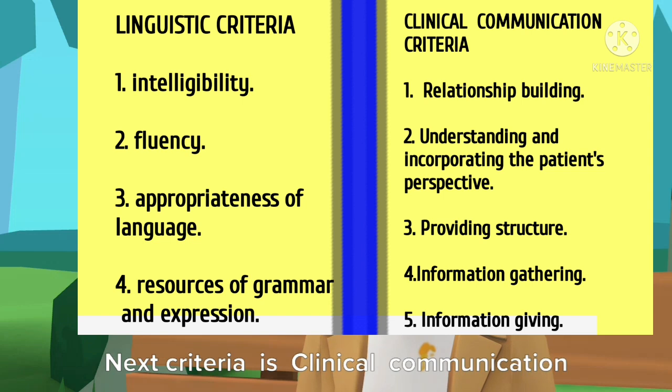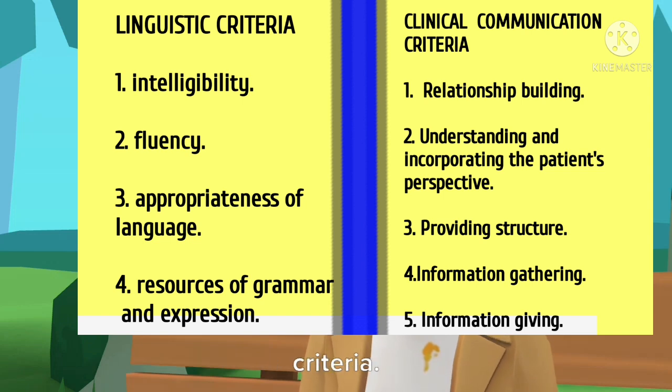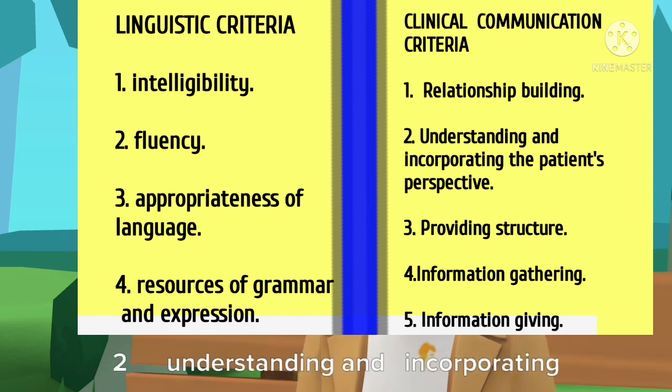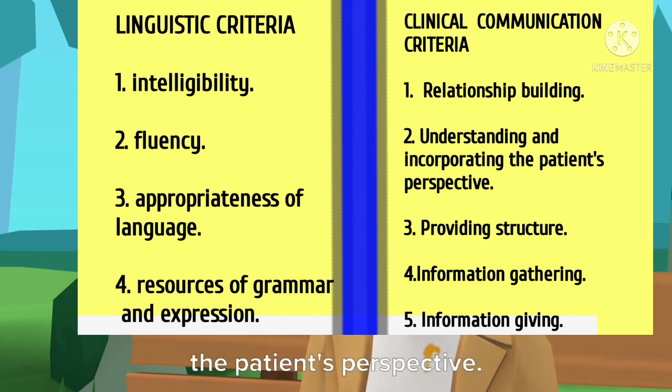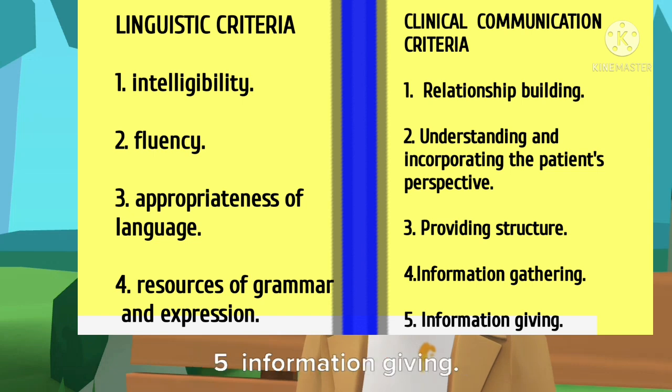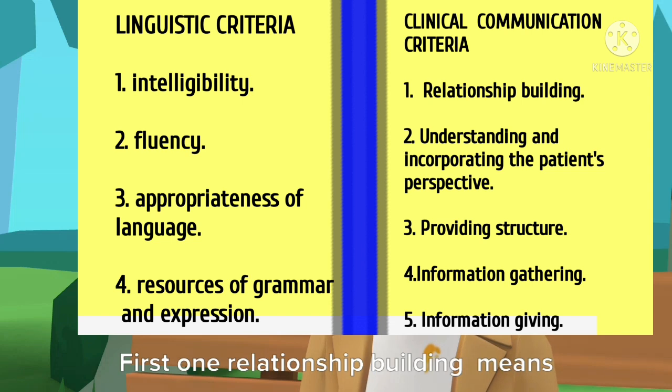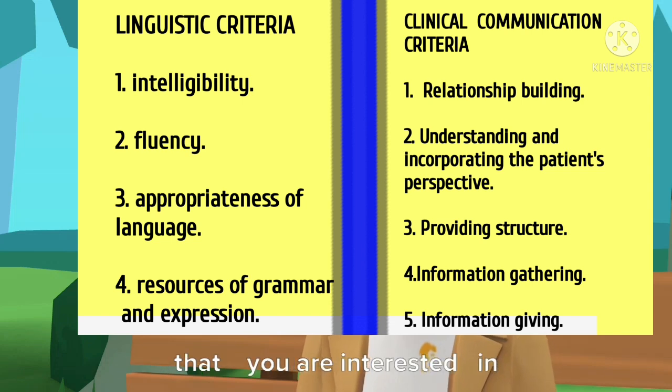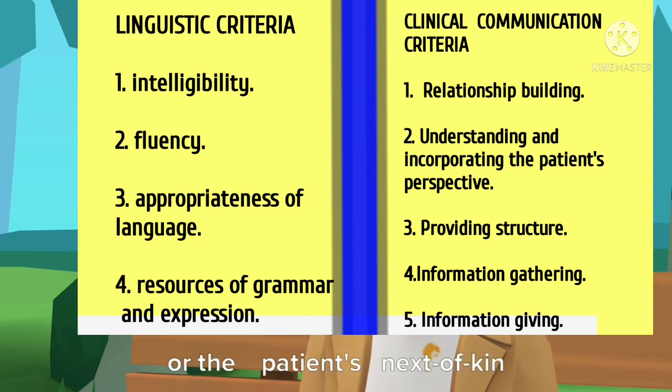Next criteria is clinical communication criteria. There are 5 elements in this criteria. These are 1. Relationship building, 2. Understanding and incorporating the patient's perspective, 3. Providing structure, 4. Information gathering, 5. Information giving. First one, relationship building, means that you are interested in building a good professional relationship with your patient or the patient's next of kin.